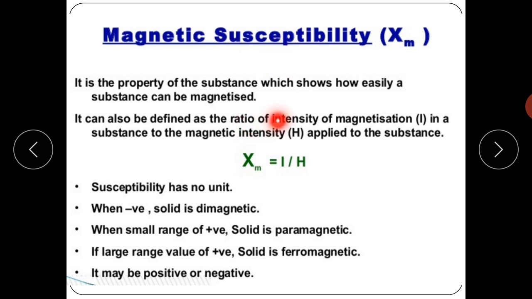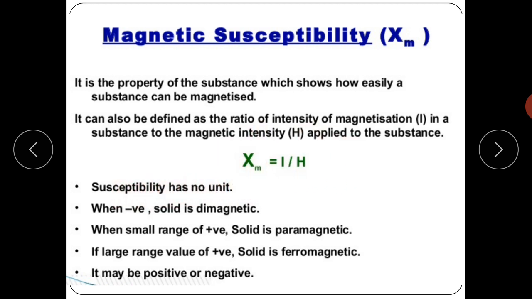It is the ratio of the intensity of magnetization, denoted by I, in a substance to the magnetic intensity H applied to the substance. χm is equal to I divided by H, where I is the intensity of magnetization and H means the magnetic intensity. The susceptibility has no unit.